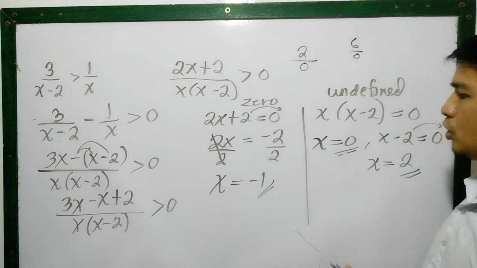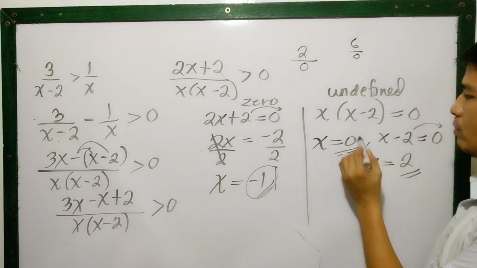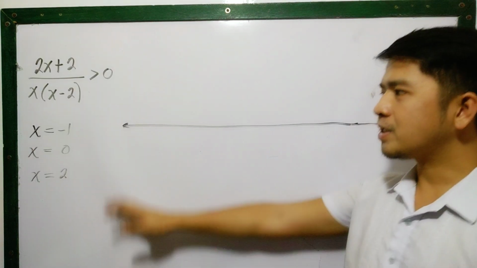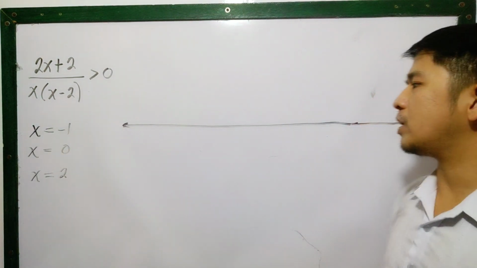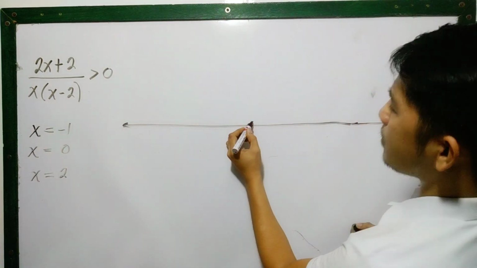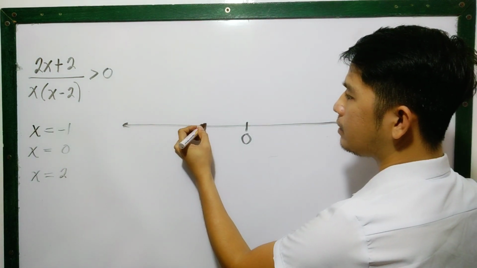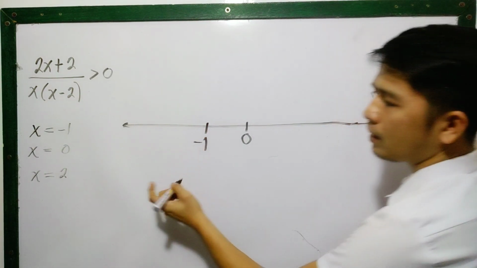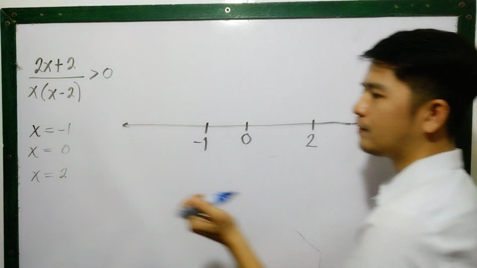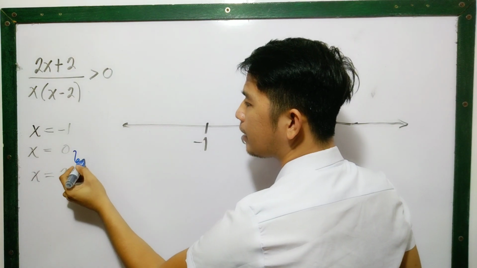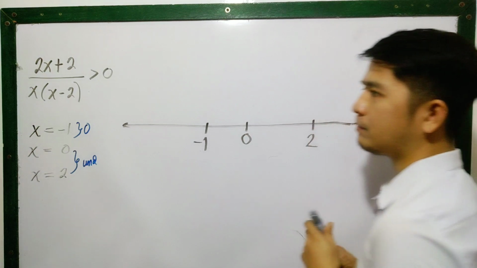So, let us now plot this on a number line. Ito yung mga critical numbers natin. Okay, so, ito na yung number line. Let us plot all of this on the number line. So, 0 is at the middle. Negative 1 is on the left side. And then, positive 2 is on the right side of 0. Ito yung magiging undefined natin. Ito yung magiging 0 natin.